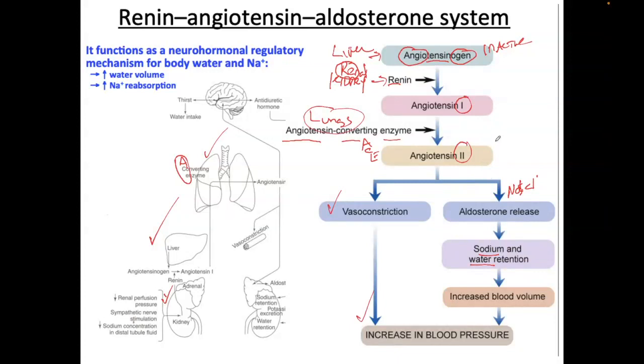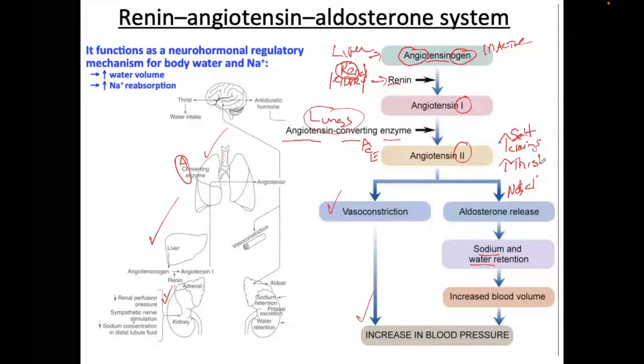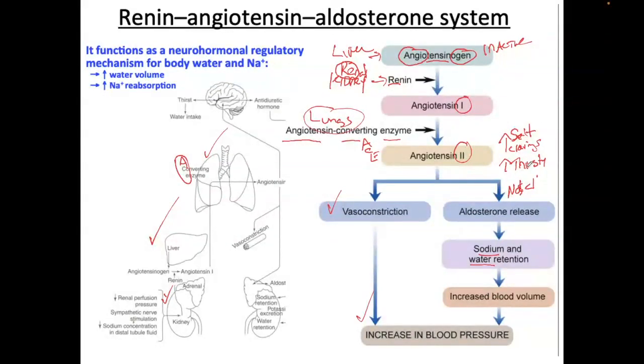What angiotensin 2 also does is it increases your salt cravings. What happens when you eat something salty? You get thirsty. So it increases your salt cravings, and then you get thirsty and you drink water. Aldosterone holds on to the salt that you ate, okay?